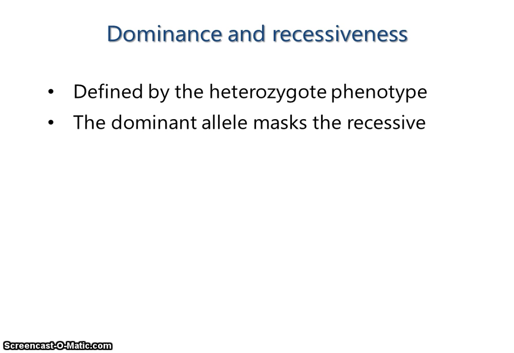And this is because we define dominance and recessiveness by whether one allele, the dominant allele, masks the phenotype that would normally be produced by the recessive allele. All right? And we can only tell that when they're both together in the heterozygote.